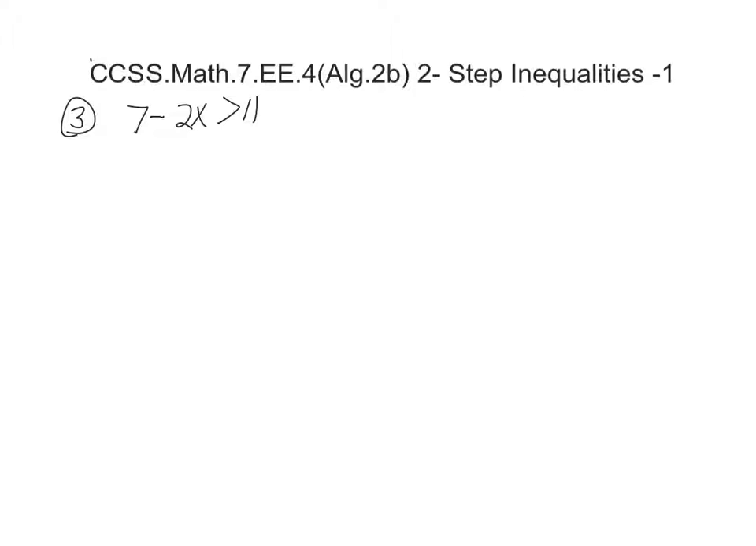We're going to look at the constant. We're going to look at the x side first, which is this side. So we're going to subtract 7 on both sides. When we subtract 7 on both sides, we're left with negative 2x, and 11 minus 7 is 4. So it's greater than 4.